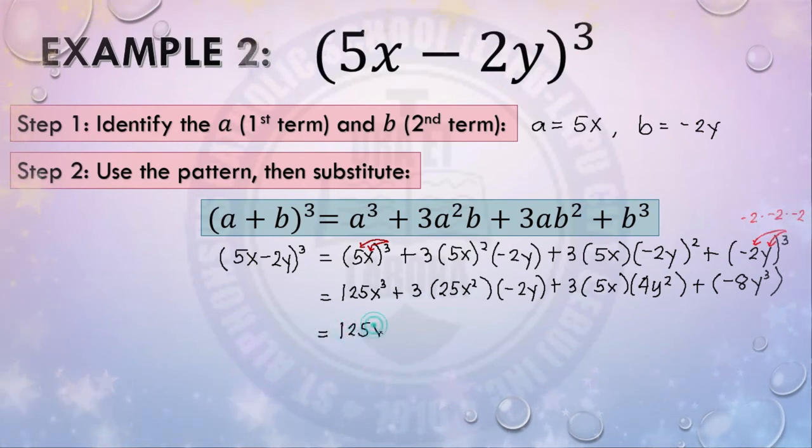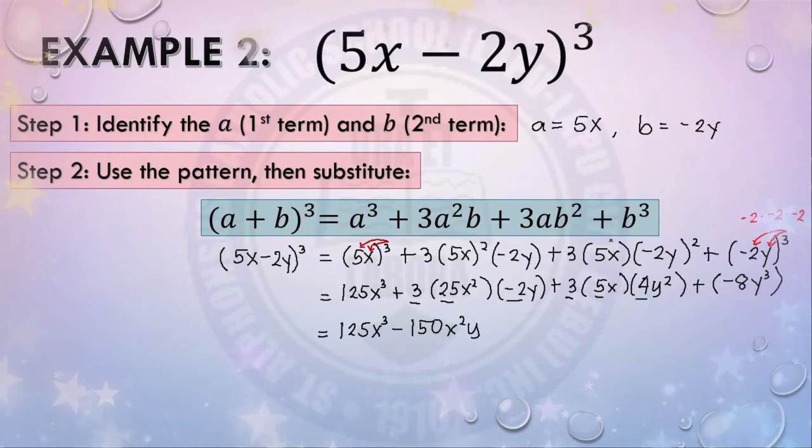Next, we will finalize our answer. This is 125x cubed. 3 times 25 times negative 2, what is the answer for that? Please input your answer below. If your answer is negative 150, then you're correct. Very good: negative 150 x squared y. Next, 3 times 5 times 4, what is the answer? Yes, the answer is 60: 60 x y squared. Then we will remove the parentheses for the last term. The answer is negative 8y cubed.